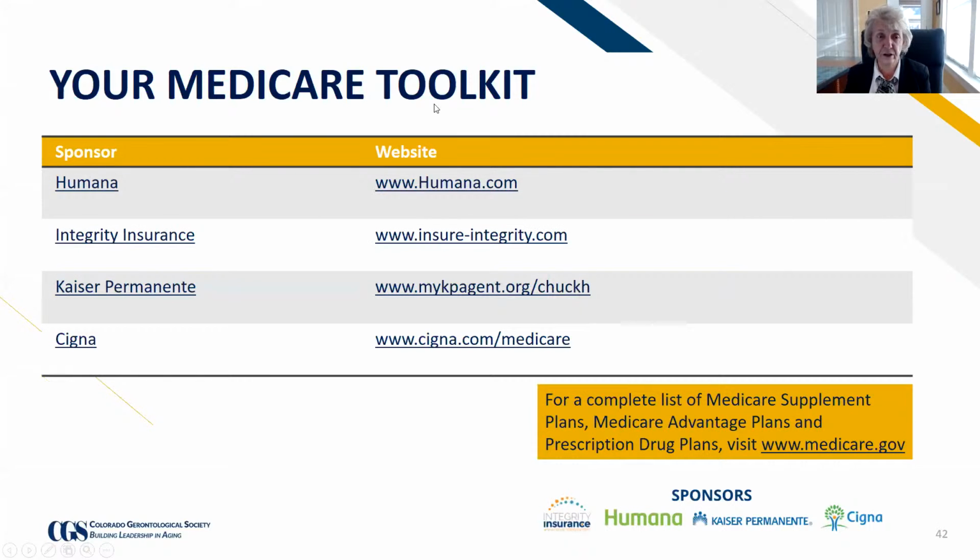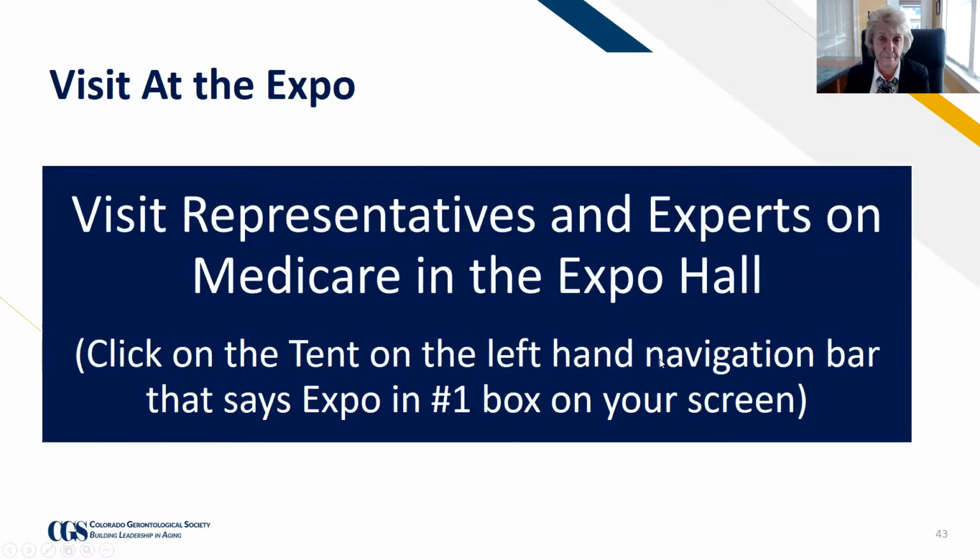Other things we have in our toolkit is you can visit our sponsors, Humana, Integrity Insurance, and Kaiser, as well as Cigna. You can go to their websites, or you can go to the expo following this presentation. If you're looking for a complete list of the Medicare supplements, Medicare Advantage plans, or Medicare prescription drug plans, again, go to Medicare.gov. They have a complete listing.